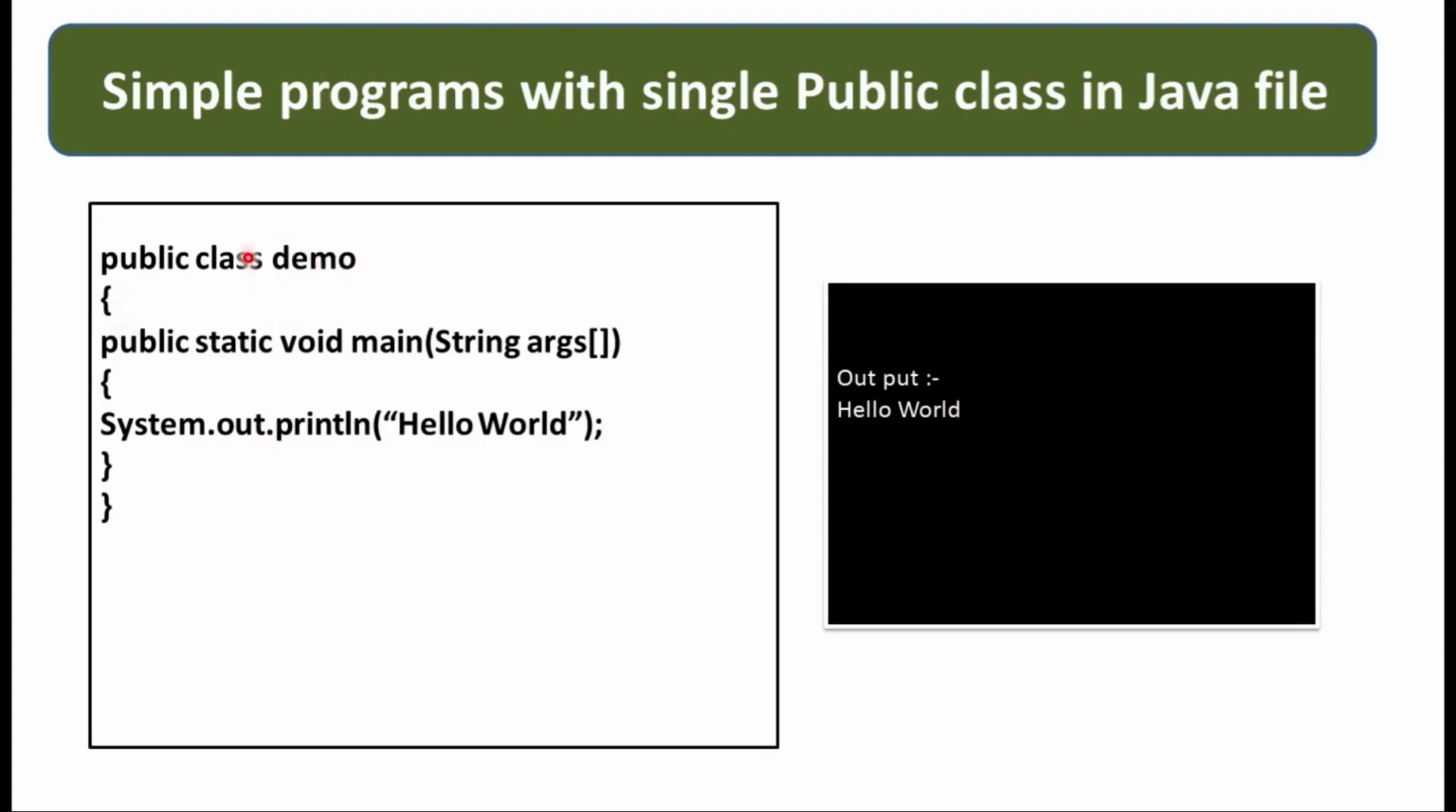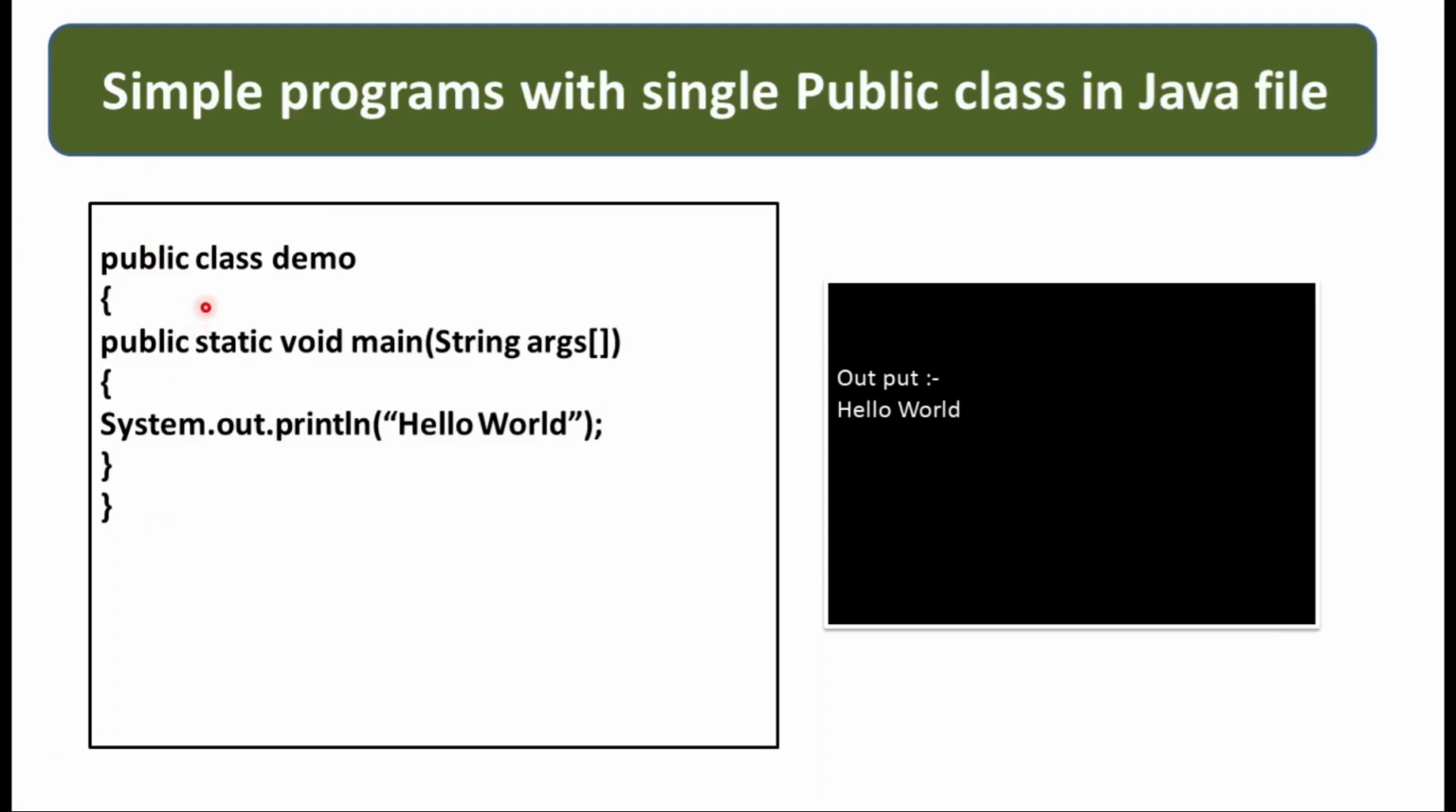Here I have taken one public class demo, public static void main String. It's very simple, directly one single statement I have written: System.out.println hello world. As part of my logic, I just wanted to display hello world on the screen. To do this, I need not create any user-defined objects. That's why within this program, I did not create any object.